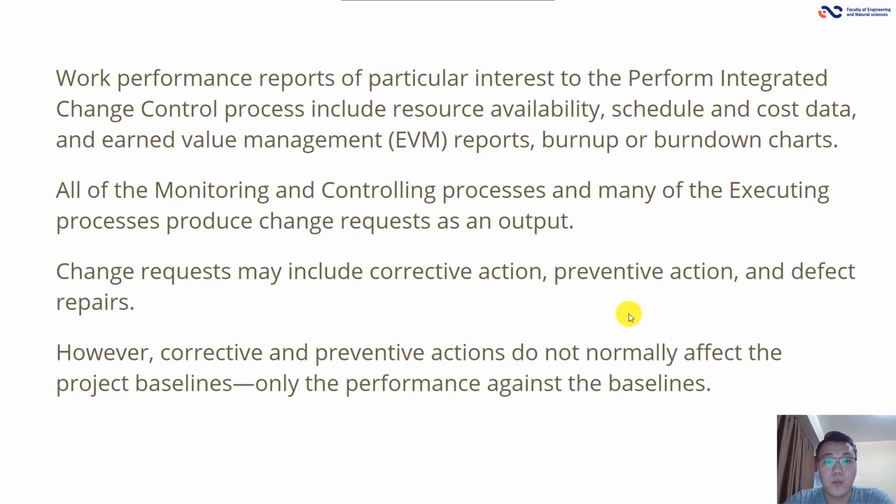Work performance reports of particular interest to the perform integrated change control process include resource availability, schedule and cost data, earned value management reports, and burn up or burn down charts. All of the monitoring and controlling processes and many of the executing processes produce change requests as an output. Change requests may include corrective action, preventive action, and defect repair. However, corrective and preventive actions don't normally affect the project baselines, only the performance against the baselines.